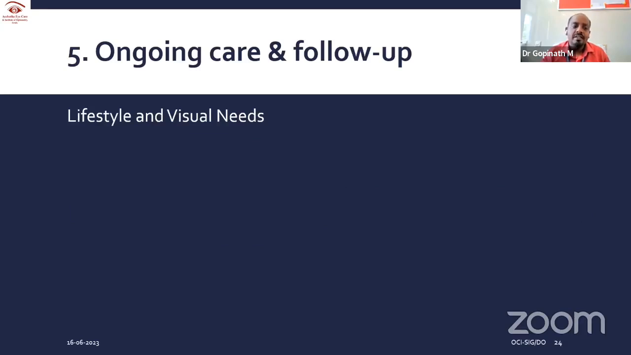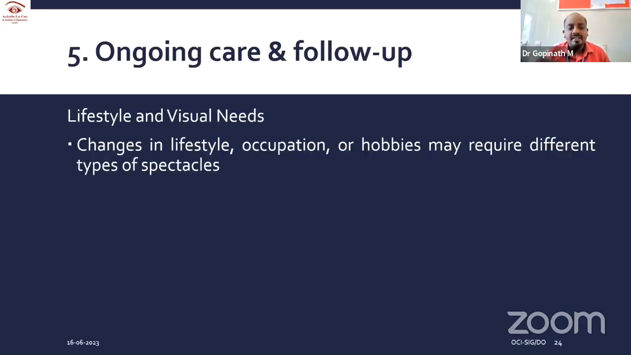Coming to the next point, which is lifestyle and visual needs. Changes in lifestyle, occupation, or hobbies may require different types of spectacles. Nowadays people are asking for two to three pairs. That practice is there in the UK. When I was doing my FPDO, while I was giving examinations, there used to be questions like whether the patient wants a pair for their hobby, for their occupation, for indoor and outdoor. Nowadays the trend is being adopted even in India, where some patients and customers ask for hobby prescriptions, occupation-related prescriptions, and for indoor and outdoor.